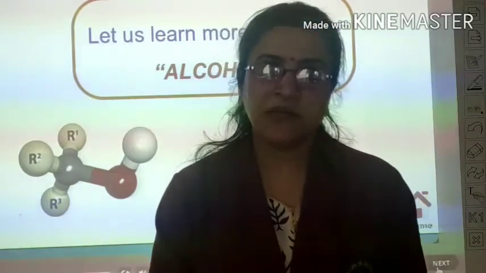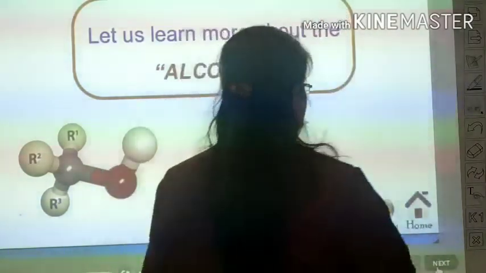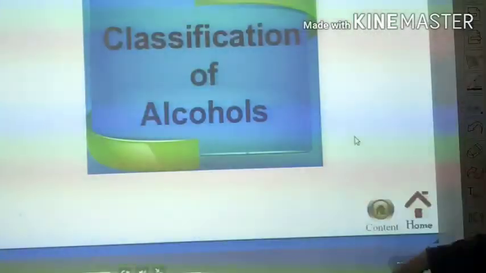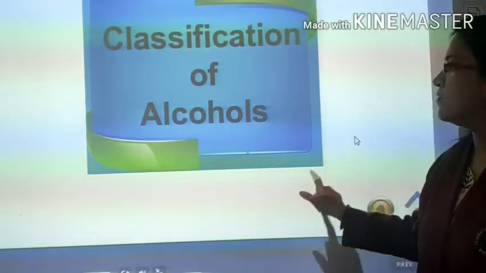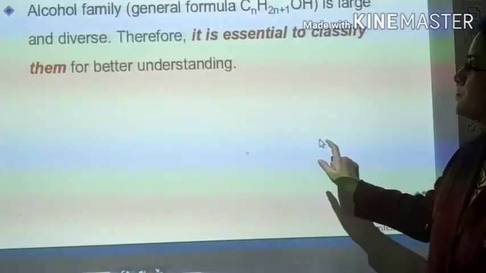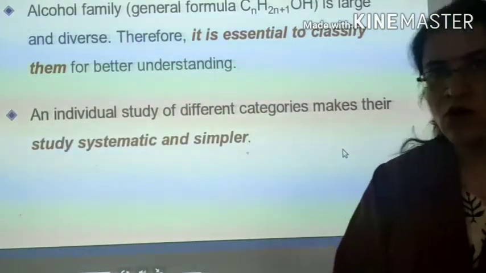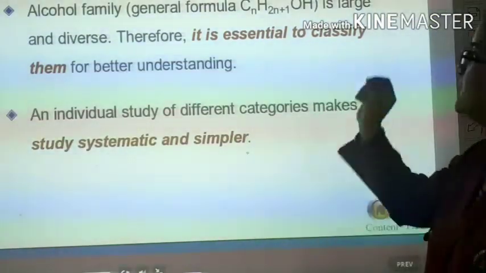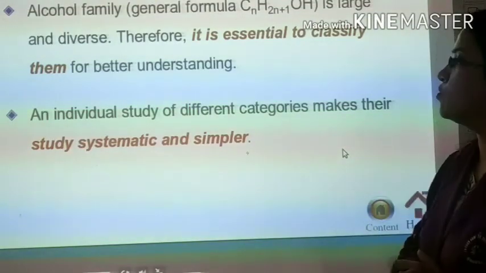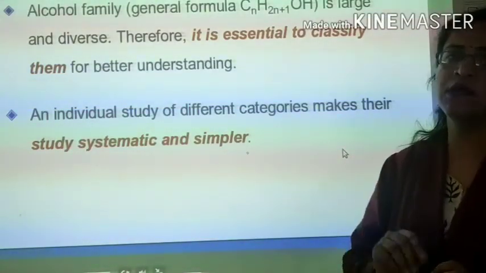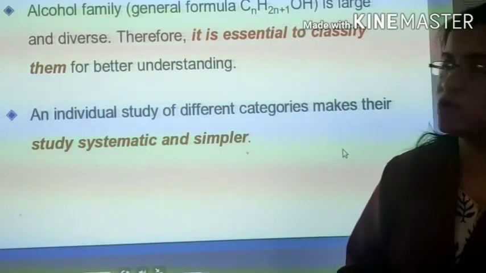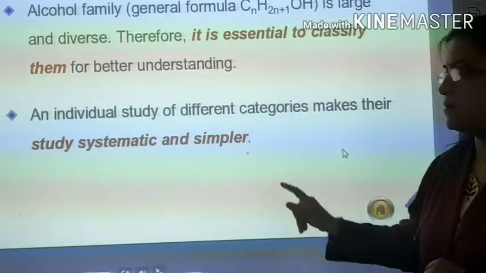Alcohol. So let's start alcohol. First, classification of alcohol. So what is this alcohol? Alcohol, its general formula is CnH2n+1OH, means those organic compounds which have an OH functional group are called alcohol.